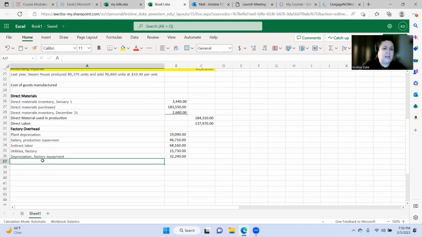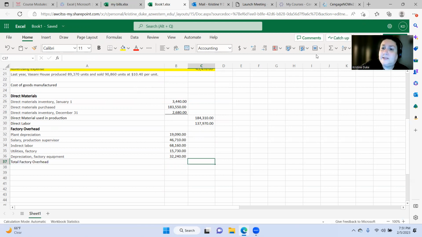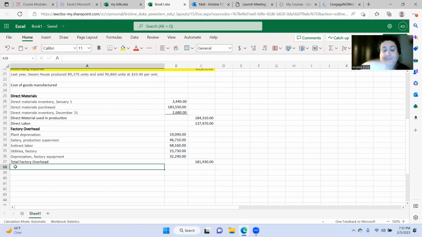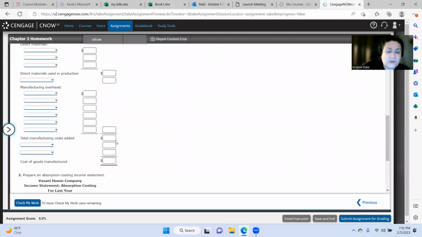Okay, I could go ahead and put total factory overhead. And I'm going to go ahead and sum this. I'm having so much fun. It doesn't take much. Okay, 181,930. Now, what I want to do is I'm trying to remember exactly the title the book likes to use, and it's like cost of production occurred in this month, something like that. So let's go ahead and see what the textbook is. Total manufacturing cost added. Okay.